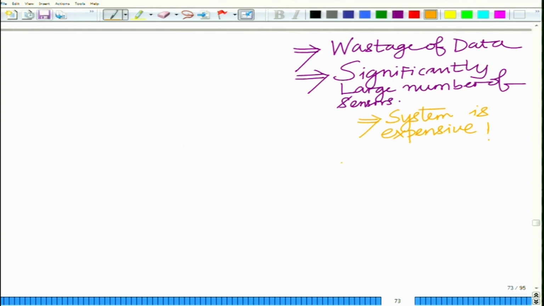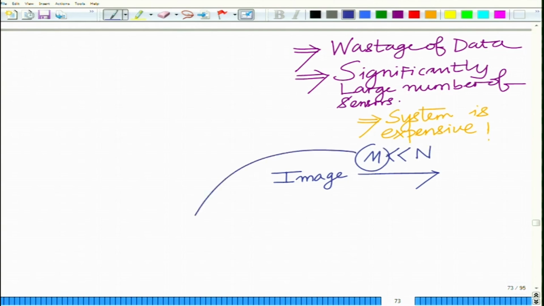consider this paradigm. You have an image, you perform m measurements, with m much less than n, that is, the number of sensors m is much less than n. This is termed as compressive sensing.